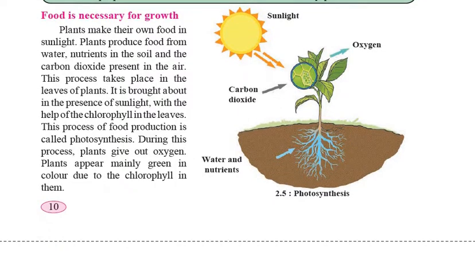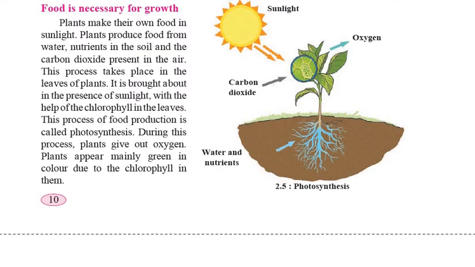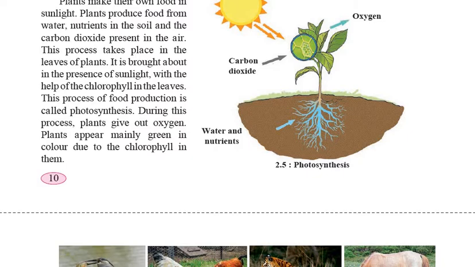Food is necessary for growth. Plants make their own food in sunlight. Plants produce food from water, nutrients in the soil and the carbon dioxide present in the air. This process takes place in the leaves of plants. It is brought about in the presence of sunlight with the help of the chlorophyll in the leaves. This process of food production is called photosynthesis. During this process, plants give out oxygen. Plants appear mainly green in color due to the chlorophyll in them.